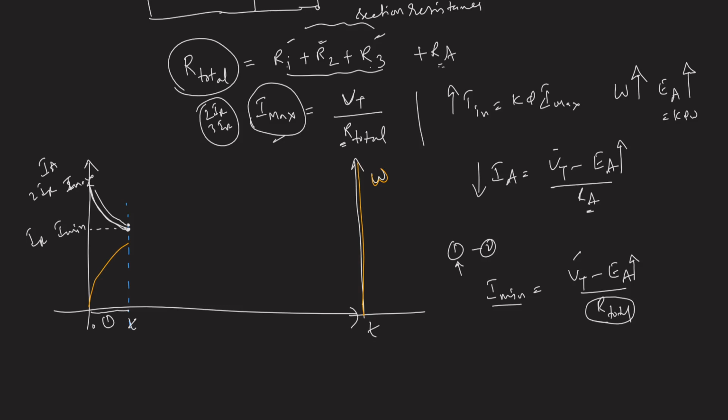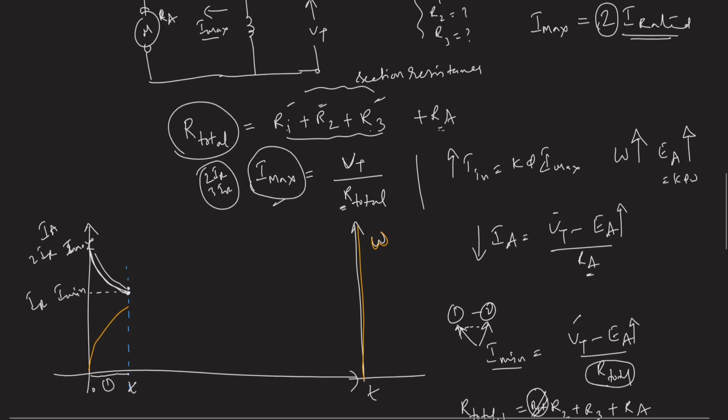Now when I move the pointer from 1 to the second stud, my R total, let me write R total comma 1. What do you mean by this? It is now the sum of R2, R3 and RA. I am removing this R1 because R1 stud is now removed. So my R total 1 means R total minus R1. R total I have defined here as R1 plus R2 plus R3 plus RA.